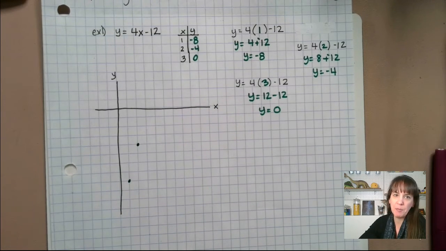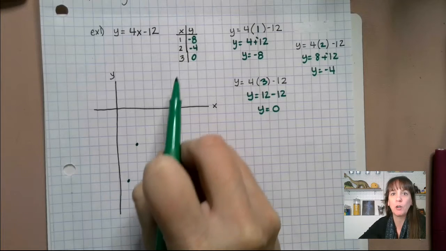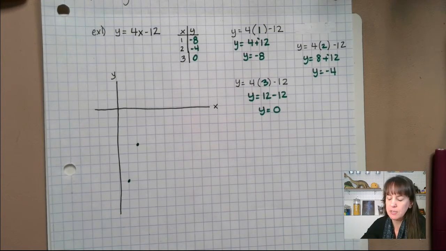And if you have a hard time remembering if you're supposed to go up, down, or left, right first, think about it like this. You're going over, you have to walk towards an elevator before you can go up and down. So if that is a struggle for you, that's a good way to remember it.